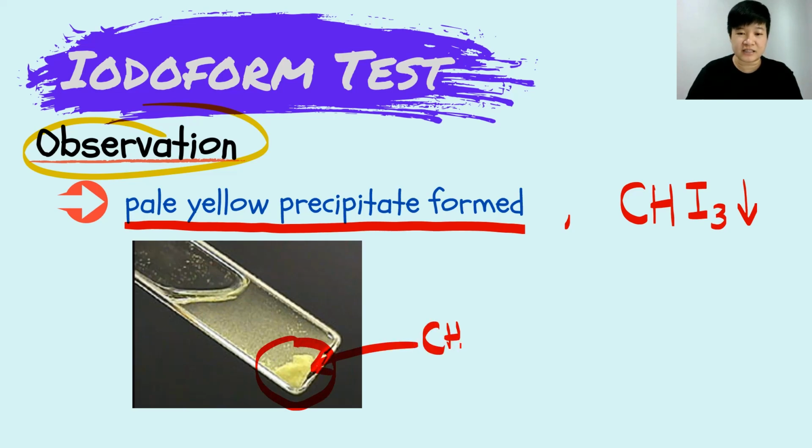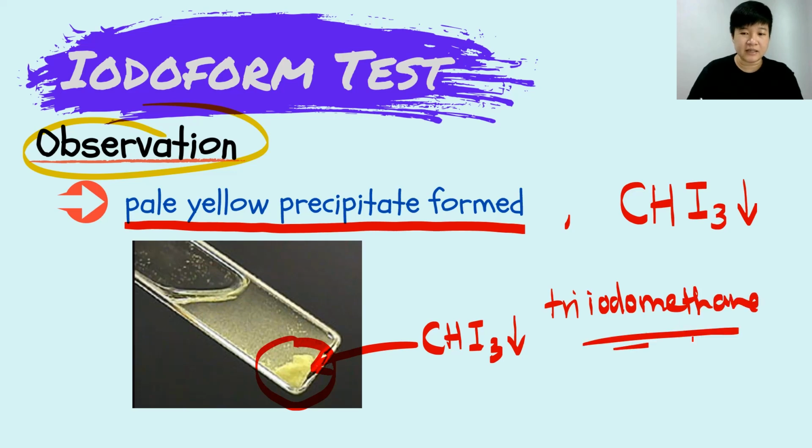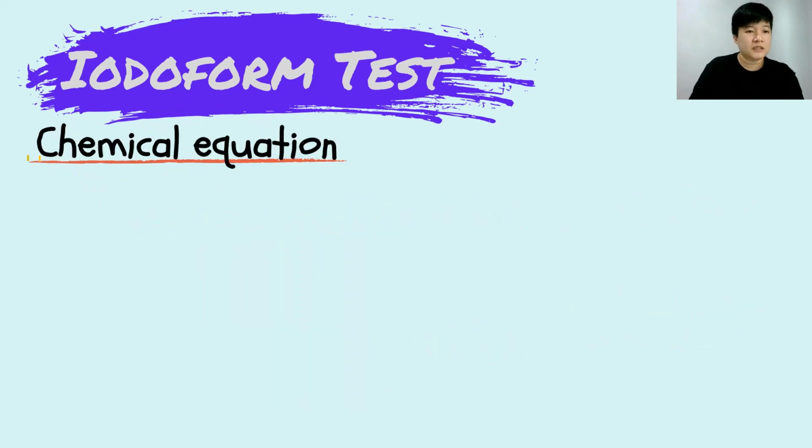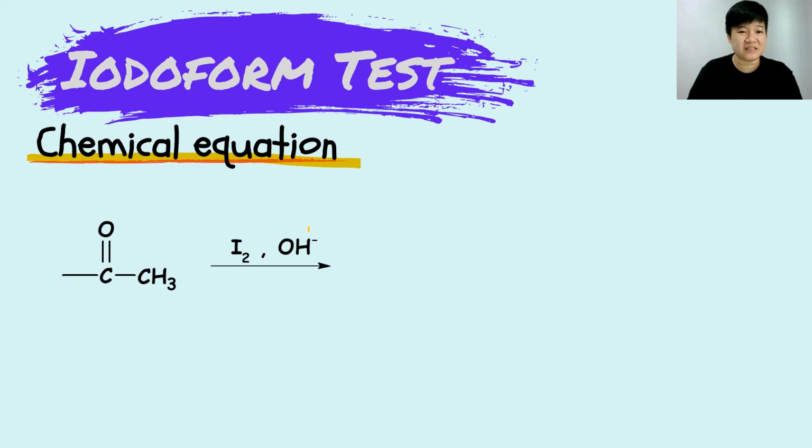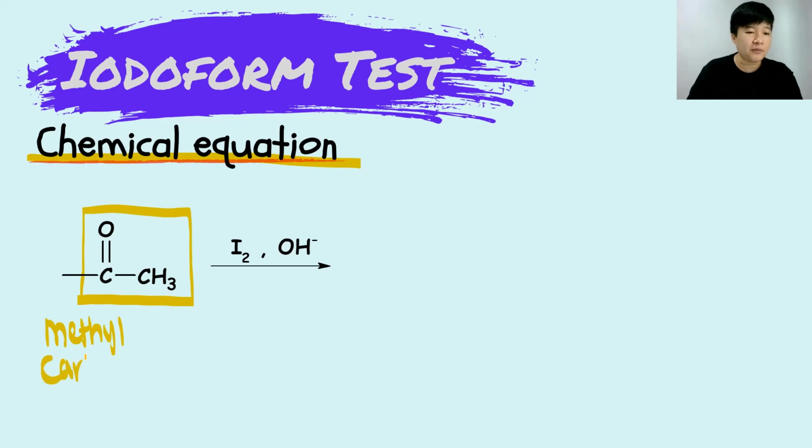That is your CHI3 pale yellow precipitate, which is triiodomethane. Okay? Simple. Same thing. Very, very similar, but only the function is different. Right now, we are checking the methyl carbonyl group. Okay? The chemical equation is also very similar. It's very simple and straightforward, where you must make sure you have your methyl carbonyl group. So that is your methyl, your CH3, your carbonyl C double bond O, and this is the group that we are looking for, your methyl carbonyl group.